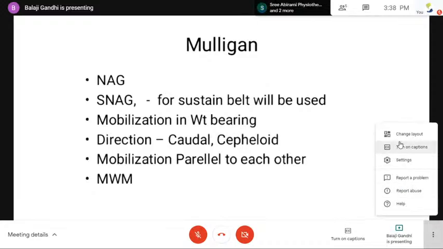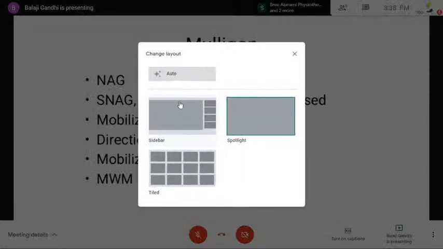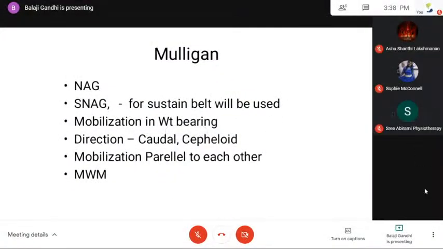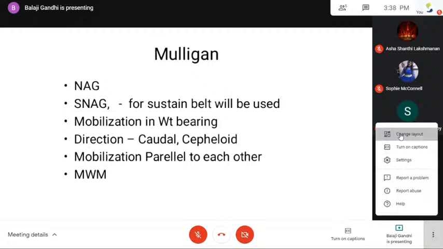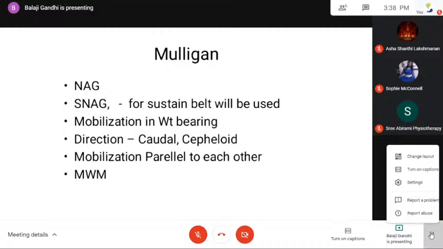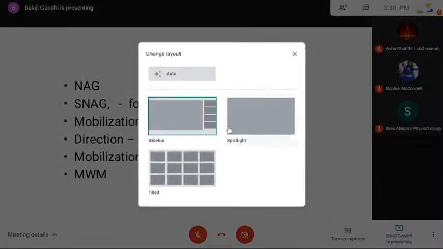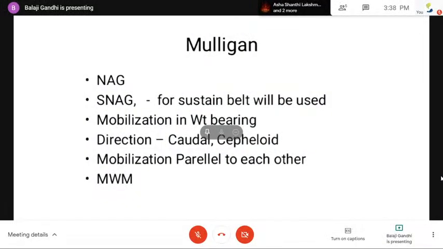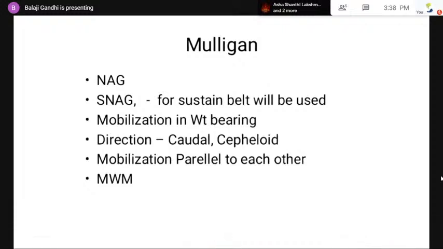He'll advise the patient to use a towel or a small dupatta, not a rope like this, but a flat, belt-type thing. That kind of thing will be used for the sustained mobilization. The direction of the mobilizations is also very important.